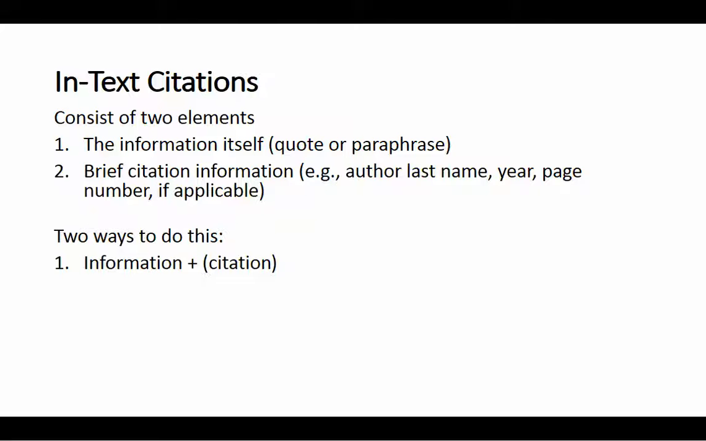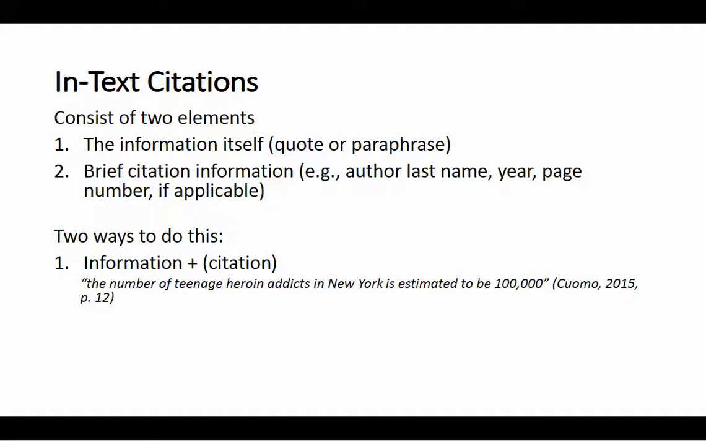Now that is the traditional way to do it, but I'm going to argue that there is a better way to do it in a lot of situations. But first, I just want to show you an example of that traditional citation method. So this says the number of teenage heroin addicts in New York is estimated to be 100,000. And I made up this quote. I said Cuomo 2015 from page 12 of some document. That would be the traditional way.